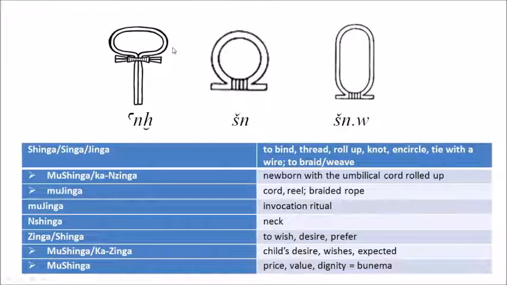And so we have cognates in Chiluba: Shinga, Singa or Jinga, to bind, thread, roll up, knot, encircle, tie with a wire, to braid, to weave. That's exactly what you see in this glyph. You know, Mujinga: cord, reel, braided rope. That's what all of these are. These are tied knots. Anybody who knows Egyptian knows that these are ropes, tied pieces of rope.